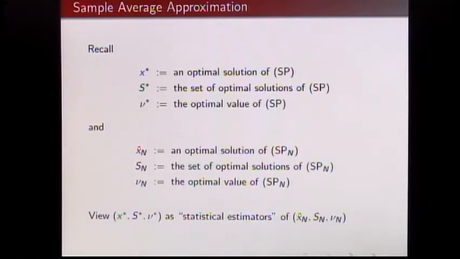So again, let's recall the notation. I have x star, which is an optimal solution to the true problem. These are all true problem parameters: the set of optimal solutions, and then nu star is the optimal value. And then when I solve the sample average approximation, these are my notation for an optimal solution of the sample average approximation with sample size n. Similarly, the set of optimal solutions and the optimal value of the sample average approximation. So I'm using these to statistically estimate these quantities, all right?